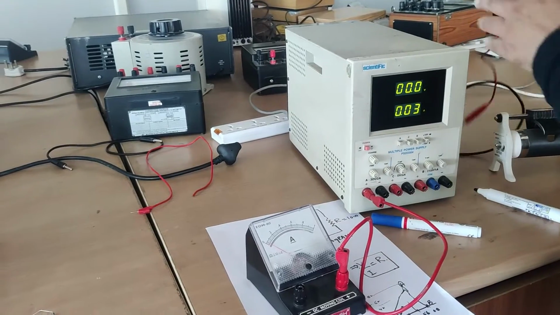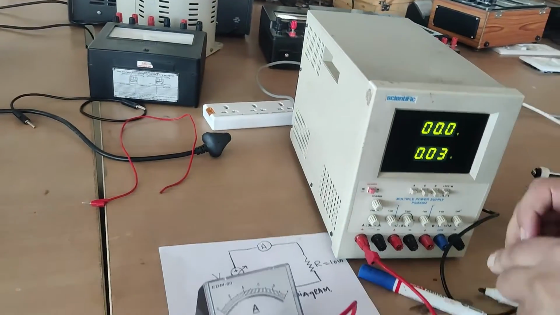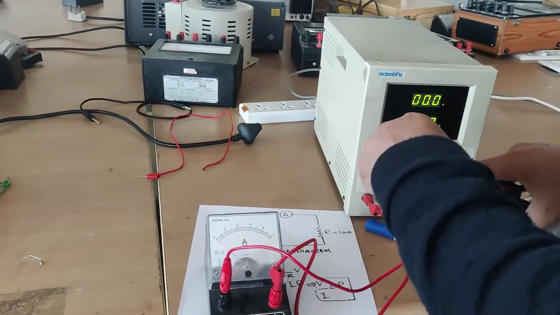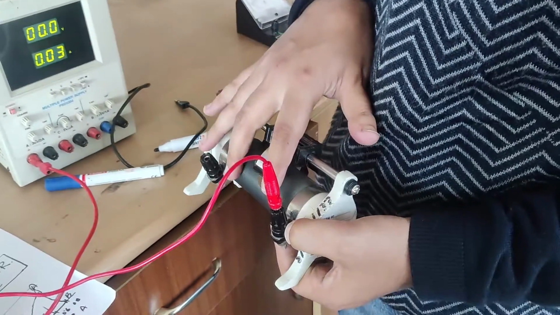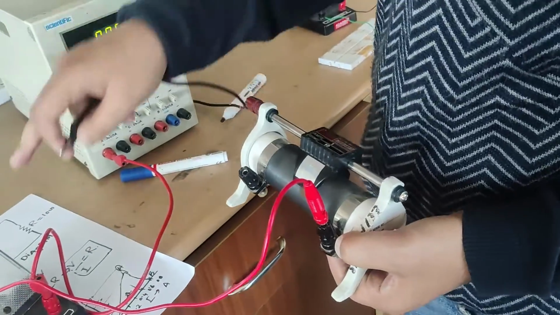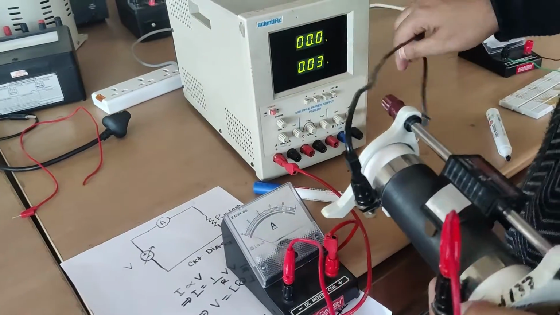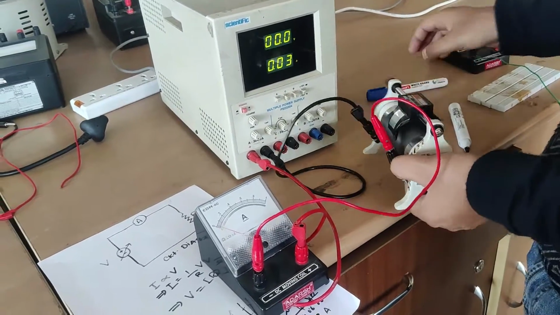Then the other connection of the ammeter will go to the rheostat, the resistance. You can see we have two connections here. Then the other connection of the resistance will go to the negative side. By this way the circuit is complete. I have made the circuit.